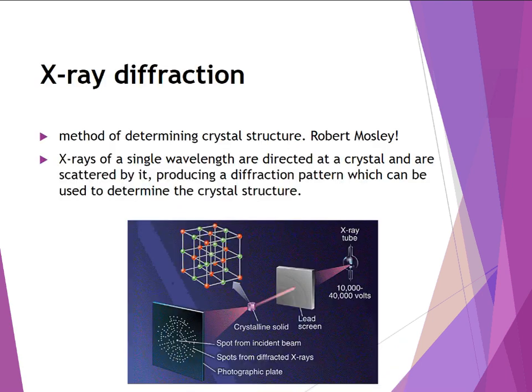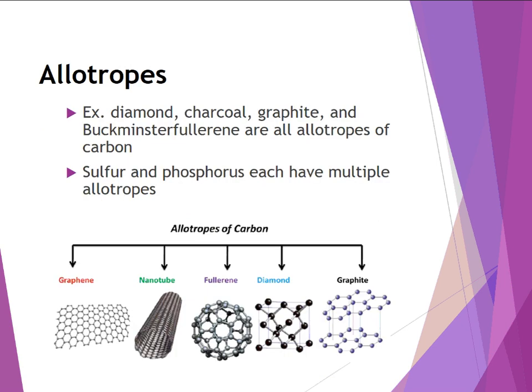You do need to know that we use X-ray diffraction with crystals to help determine what they're made of. This is how Henry Moseley determined the atomic numbers of the elements on the periodic table in the early 1900s, through X-ray diffraction. But anyway, I'm going to talk about allotropes, and then we'll jump into the crystals.